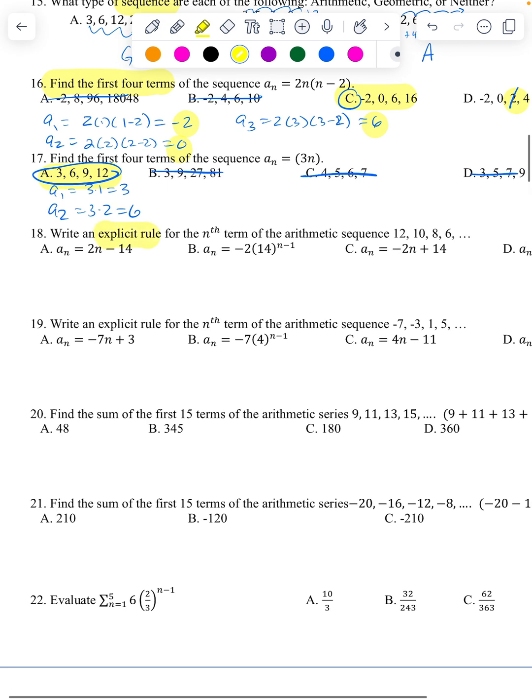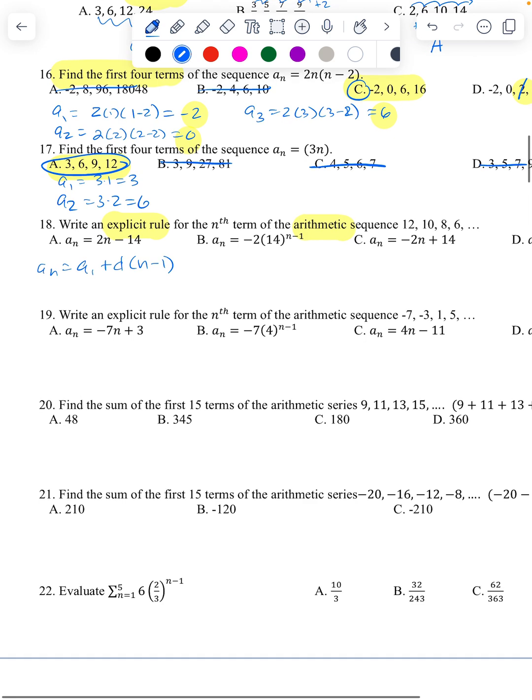Now I have to write the rule. This is a little bit tricky, but it tells me it's arithmetic. And if you look on your chart, there's a box that says arithmetic explicit. And it shows a sub n equals a1 plus d times (n minus 1). So I'm going to go ahead and put in those pieces. I know the first term is 12, and I can look and see that my common difference is going down by 2. So I'll have minus 2 and then (n minus 1).